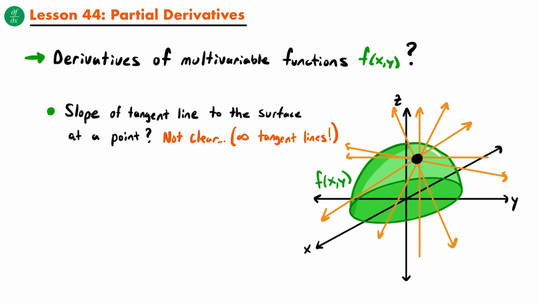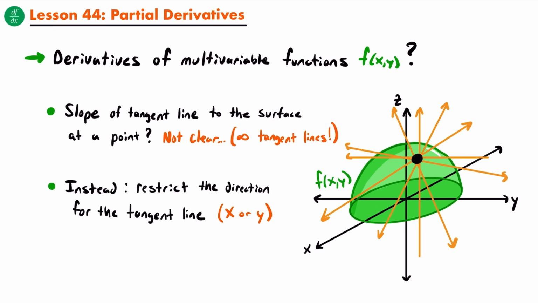What we need to do is be more specific. To find the slope of a tangent line to a surface at a point, we must give that tangent line a direction. And in this video, we are going to consider what we call the x direction and the y direction. The x direction being the direction parallel to the xz plane, or essentially parallel to the x-axis, and the y direction being the direction parallel to the yz plane, or essentially the y-axis.